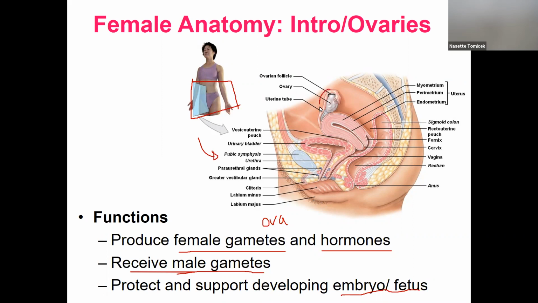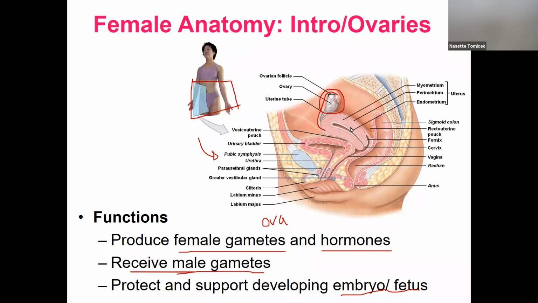We will spend some time talking about the ovary, and then the network of ducts and glands that are associated with the ovary. The ovary is going to be really similar to the male system's testicle. It's the female gonad.